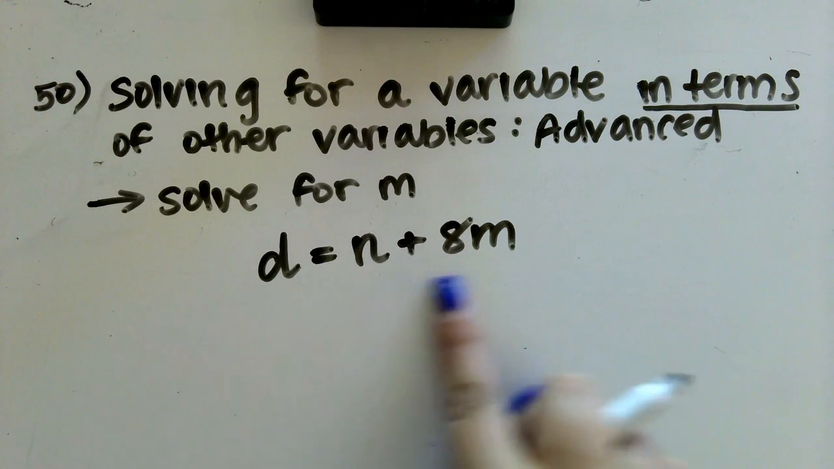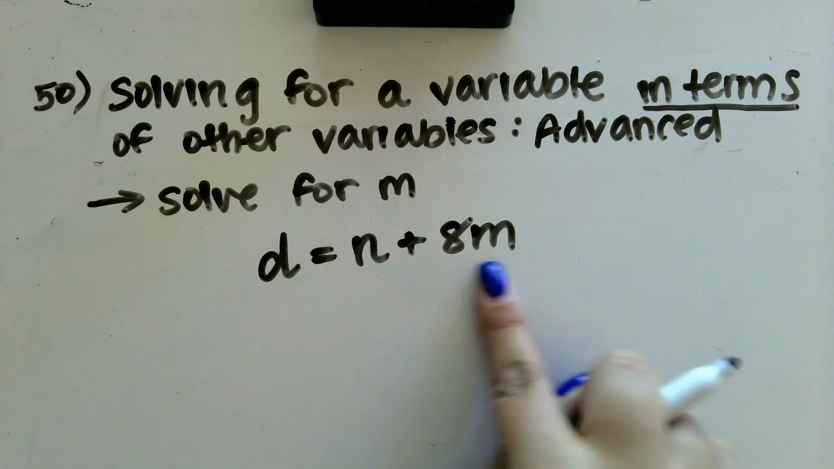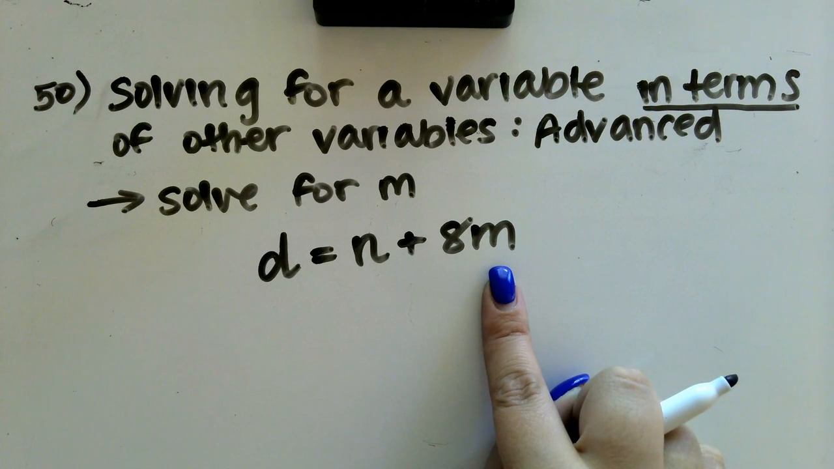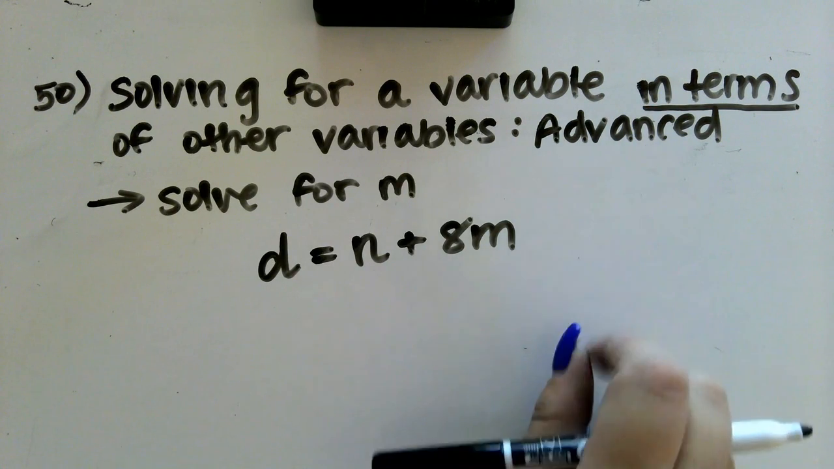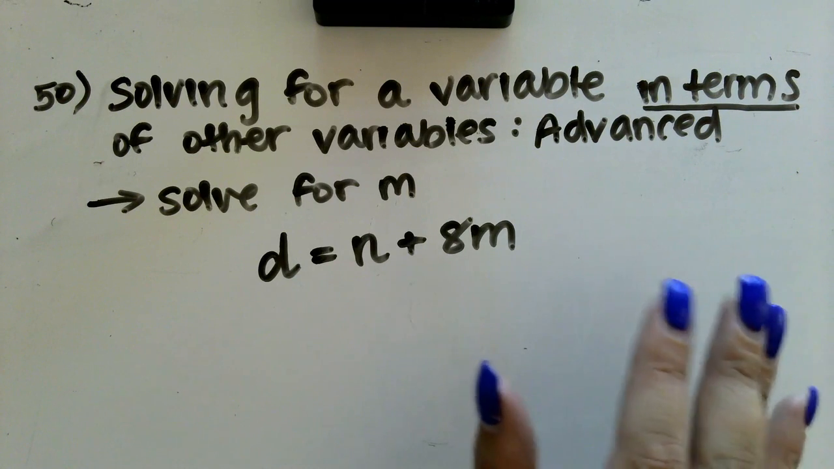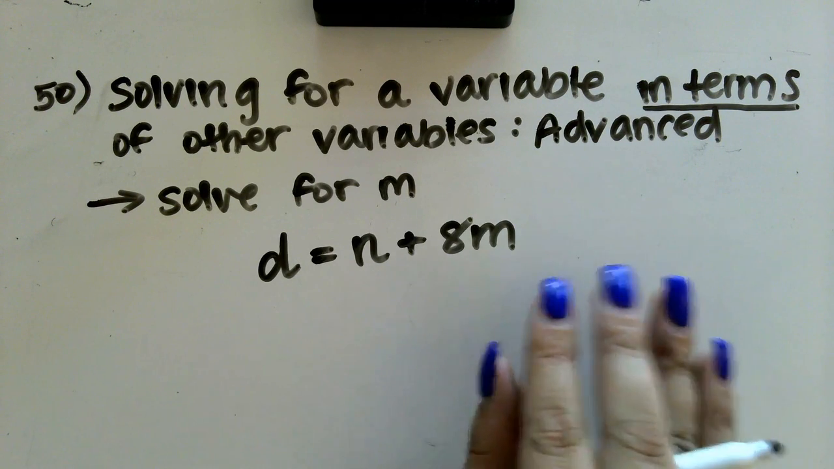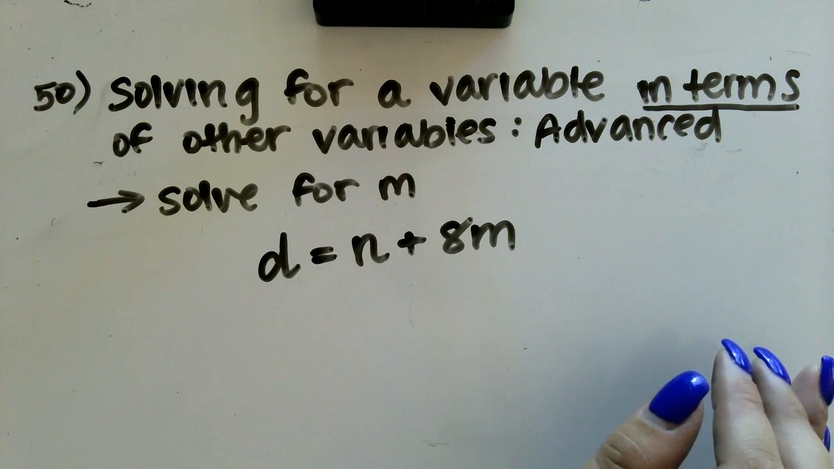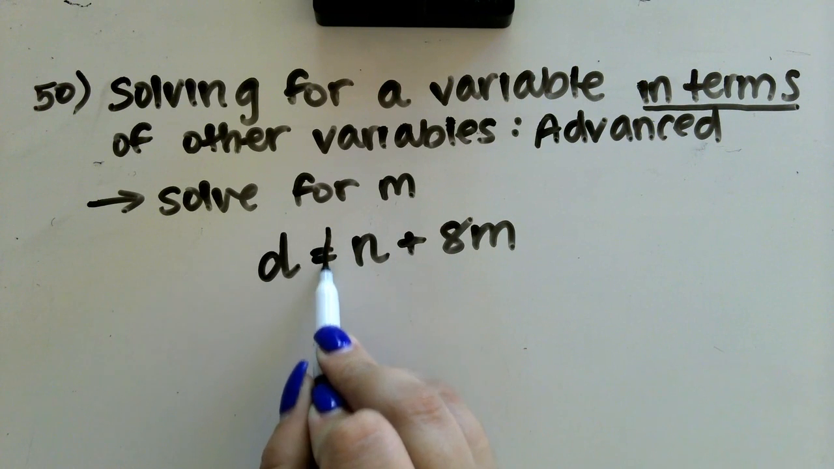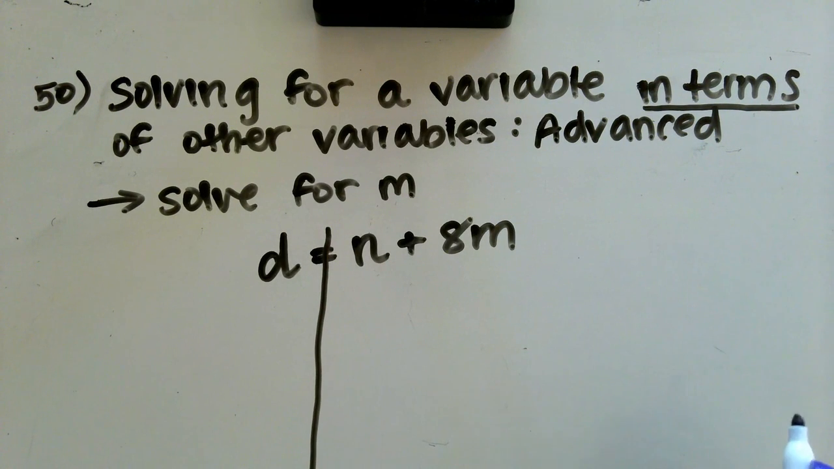Okay, so this time you guys will notice that we actually have three different variables going on. So that's probably why they're considering it advanced, but none of what we're doing here is outside of anything that we are capable of. We all know how to do this, and we always start out by drawing a line right down the middle of that equal sign, okay?